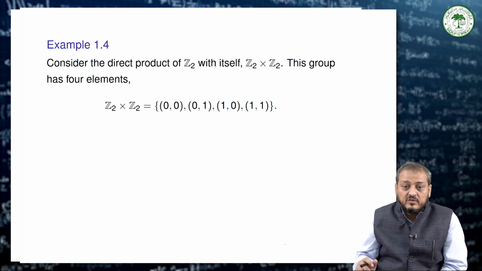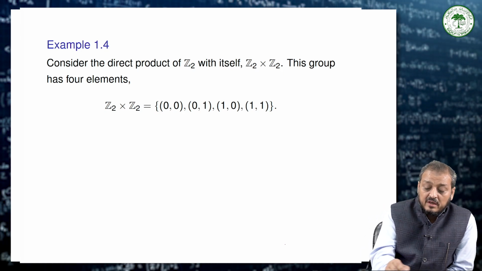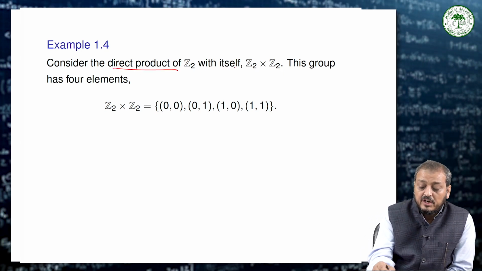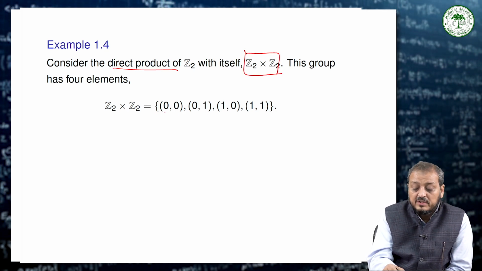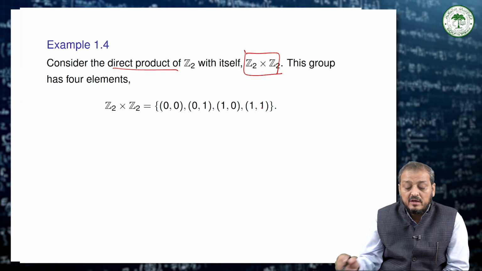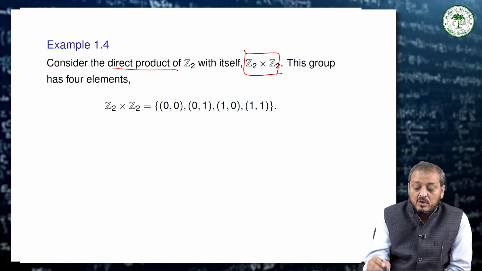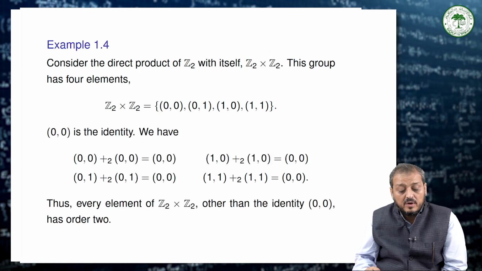Okay, now let us consider another example, the direct product of Z2 with itself, Z2 cross Z2. There are only 4 elements here: (0, 0), (0, 1), (1, 0) and (1, 1).